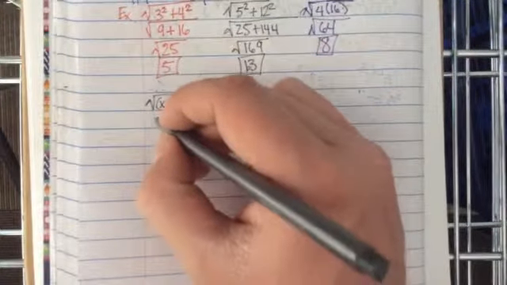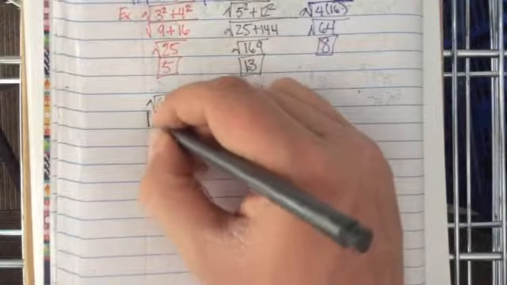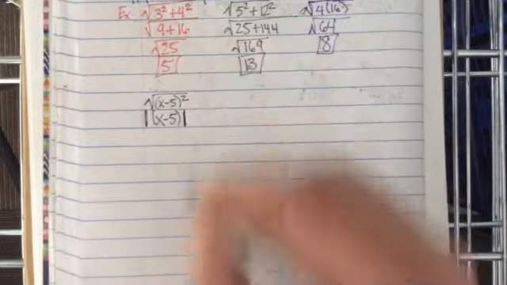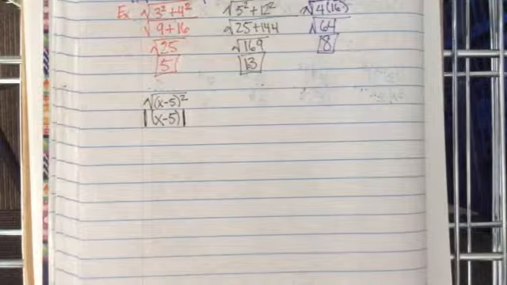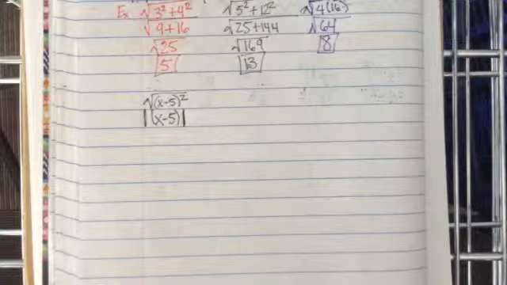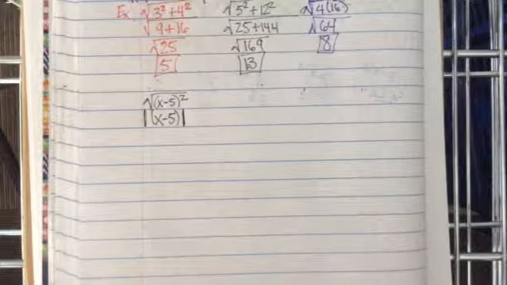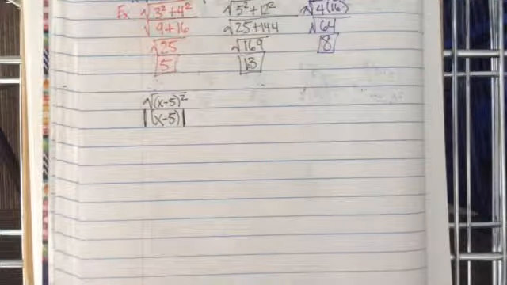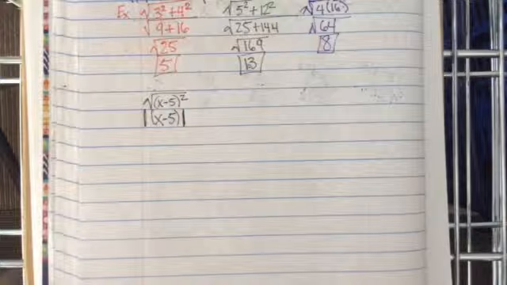So we're left with x minus 5, and Jacob said we need to have the absolute value of x minus 5. Why is that, Jacob? So you can't take the square root of a negative. It's imaginary. So very good.